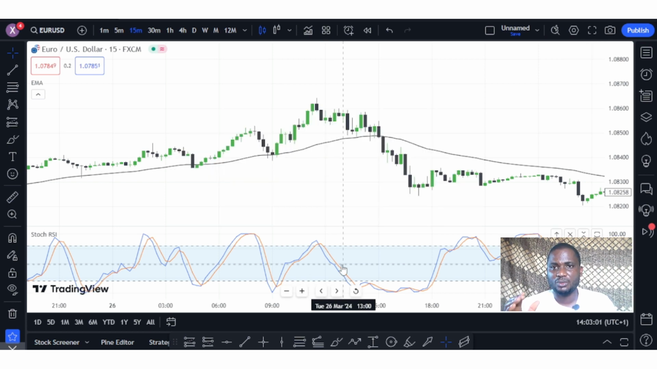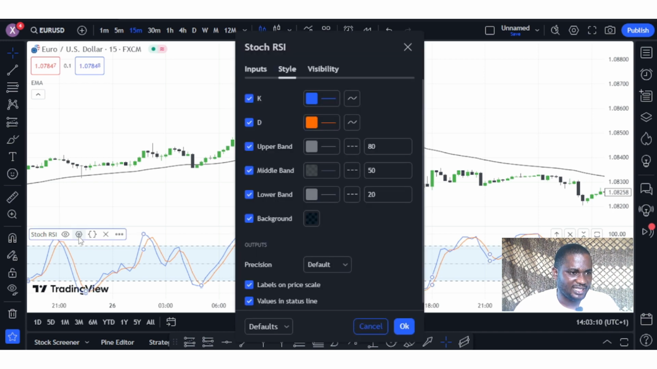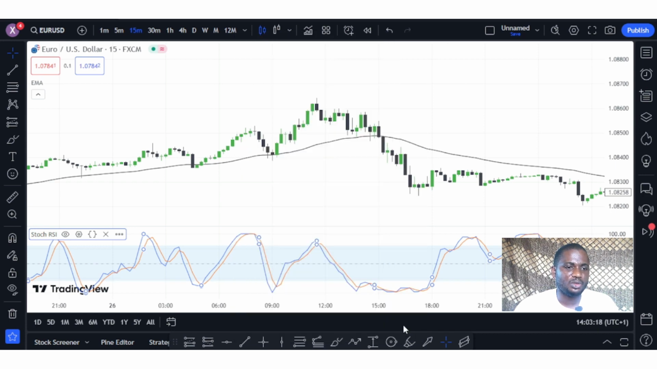Before we go to this method, we're going to apply some settings. Now quickly go to your stochastic indicator. If you are with me, go to the settings. Now I want you to uncheck the 80, uncheck the 20, leaving only the 50. Now we're going to be making use of the 50 only.